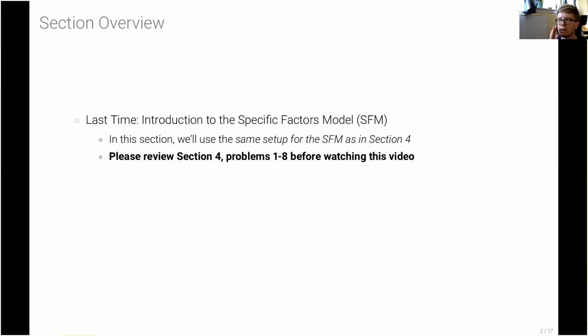So what did we do in last week's section? Last week's section, we introduced the specific factors model. And in this section, we're going to start right off where we left off the last time and use the exact same setup for the specific factors model as in section 4, where you have a question with the US and Japan, and they're both going to open up to trade.